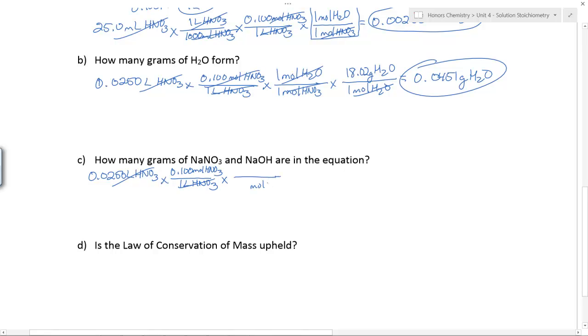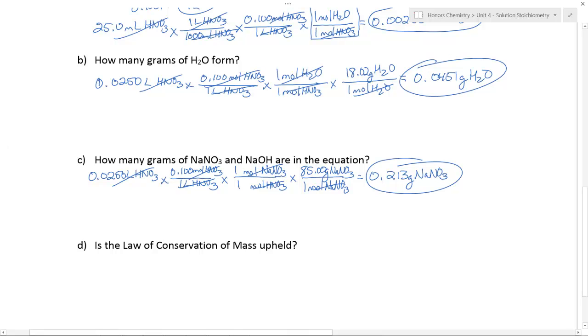Now I'm just going to use my mole ratio to go from moles of HNO3 into moles of NaNO3. And looking at our balanced equation, it's still a 1-to-1 ratio. And if I'm looking for grams, I have to go from moles of NaNO3 using its molar mass into its grams. And the molar mass of NaNO3 is 85.00 grams. Moles of NaNO3 cancel, moles of HNO3 cancel, liters of HNO3 cancel, and so do liters of everything. So we end up with just our grams. In this case, that comes out to be 0.213 grams of sodium nitrate, so NaNO3. So that's how much sodium nitrate would be produced during this neutralization reaction, in addition to the 0.0451 grams of water that we found in the previous example.